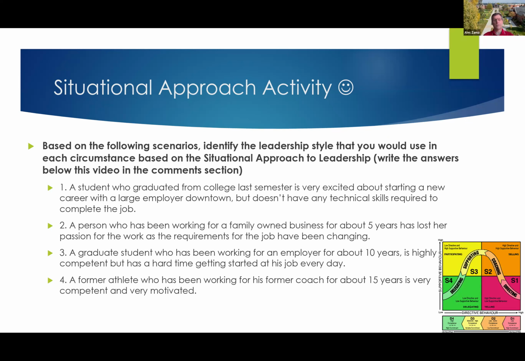And then the last one, a former athlete who has been working for his former coach for about 15 years. He is very competent and very motivated. So identify again the developmental level and then matching style. So I have here 4 clear developmental levels, and then we have to identify 4 matching styles of leadership. So please write below this video in the comment section your answers.